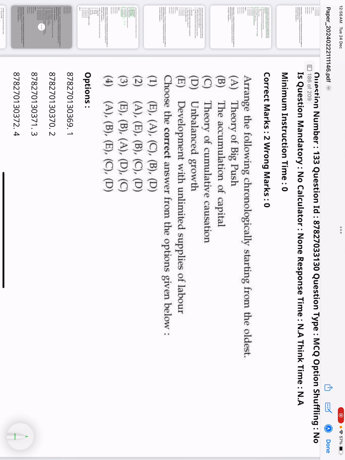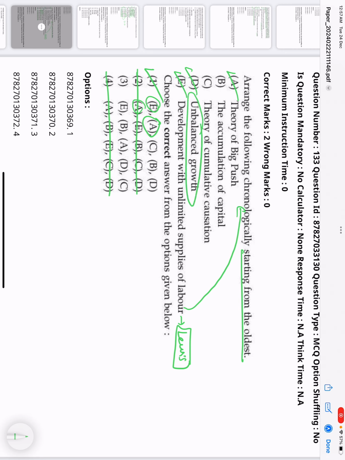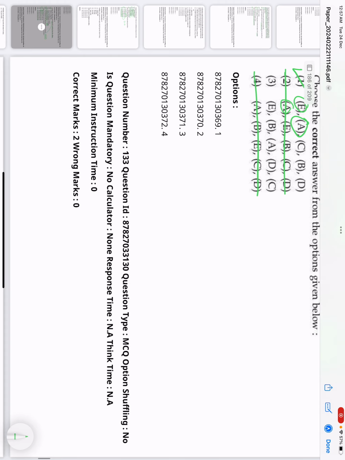Okay, now following chronologically starting from the oldest. So if you are starting from the oldest, this is the Lewis theory. This is the oldest for sure. So we had E initially, and then we need to compare big push, capital accumulation, cumulative causation, unbalanced growth. So theory of big push came after this. Since the options were EA, AE, so A is second, so we have this. And unbalanced growth is very recent, and one of the propounders of it is Hirschman. We did one question related to it as well.